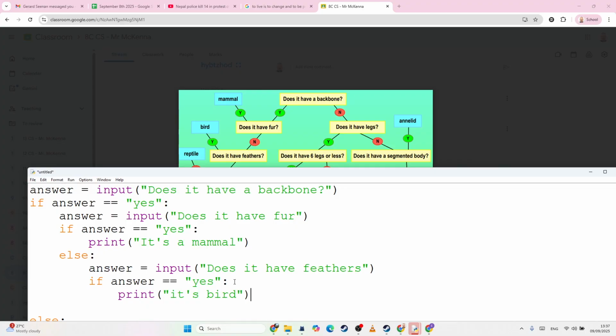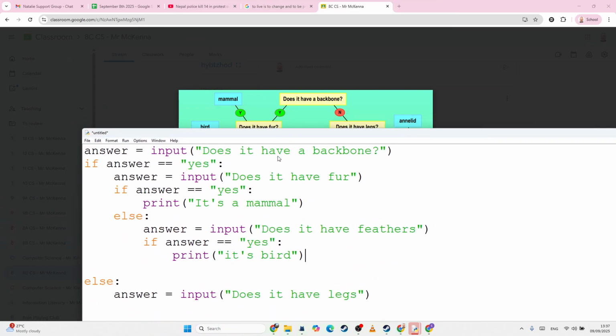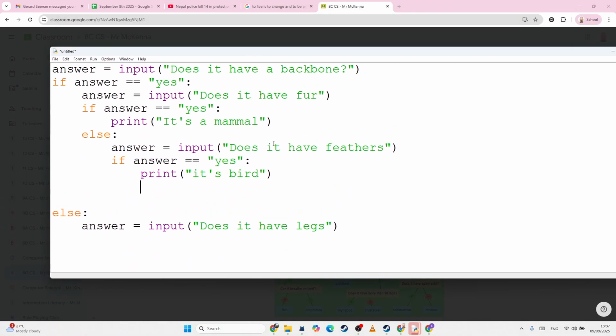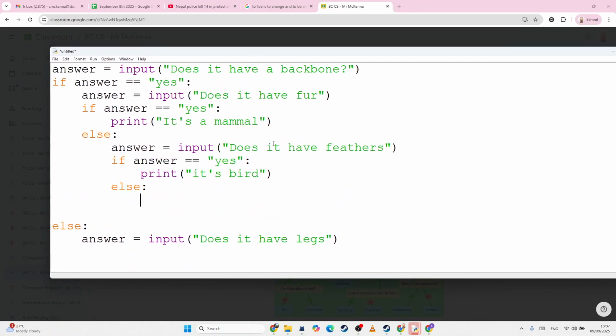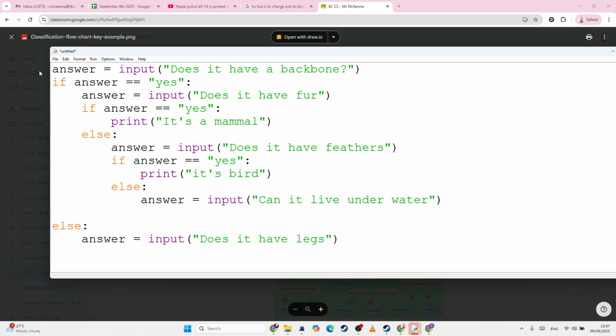Now again, we get more questions and more questions. So the next question would be, can it live underwater? And then can it breathe on land? We could keep going. Can answer equals input. Can it live underwater? Now I could keep doing that for a long time, but hopefully you've got the idea on this side.